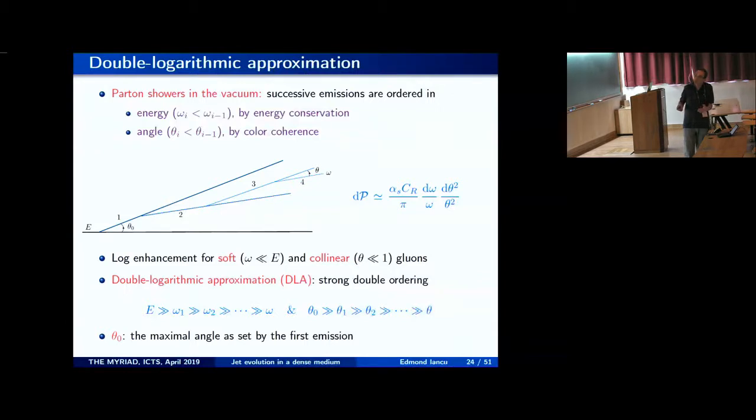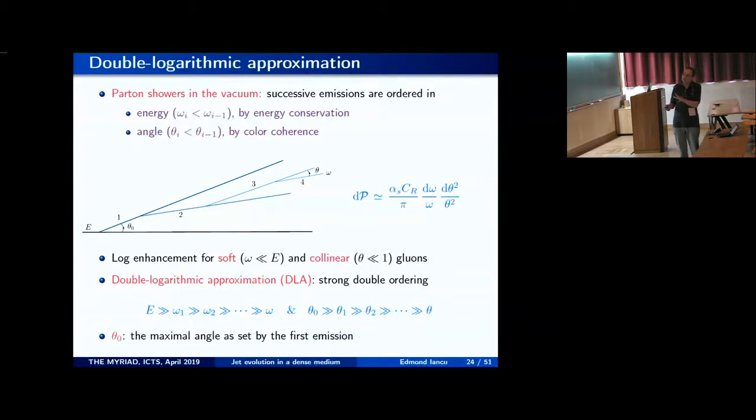So in reality, the dominant contribution comes from a series of emissions in which the angles are strongly decreasing. This angle is much bigger than that one, much bigger than that one, much bigger than that one. And on the same footing also come emissions in which the energies are strongly decreasing, because this gives a logarithmic energy. So a strong ordering in energies gives a log of the energy, a strong ordering in angles gives a log of the angles, and the dominant contributions are those in which all the subsequent emissions are strongly ordered in both energies and angles. It's called the double-logarithmic approximation, which has strong double ordering. So the energy of the primary particle is much bigger than the energy of the first emission, much bigger than the energy of the second emission, and so on. The angle of the first emission is much bigger than the angle of the second emission, and so on.